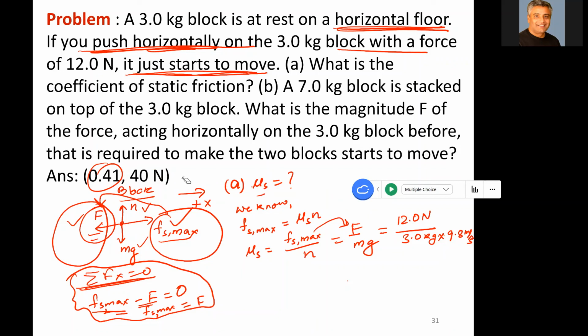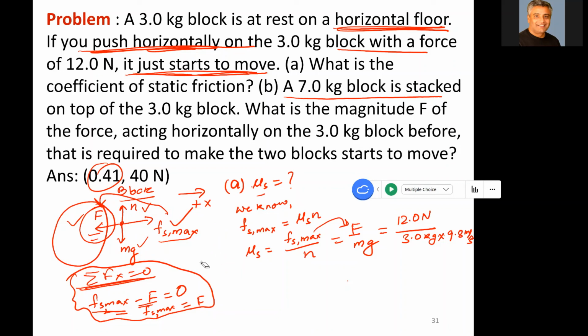So now let's look at part B. It says a 7 kilogram block is stacked on top of the 3 kilogram block. What magnitude of F, the force acting horizontally on the 3 kilogram block like before, is required to make the two blocks start to move? So just to make it start, what new force do we need to apply?